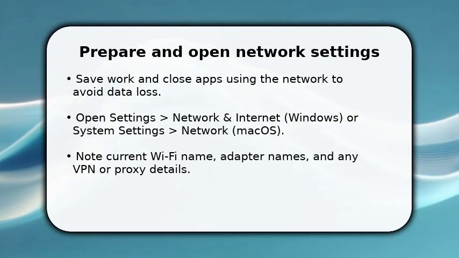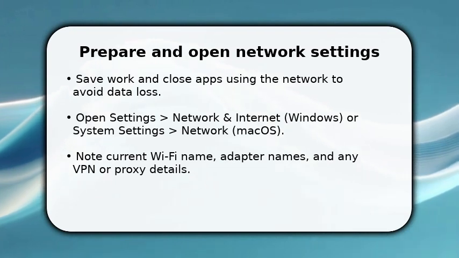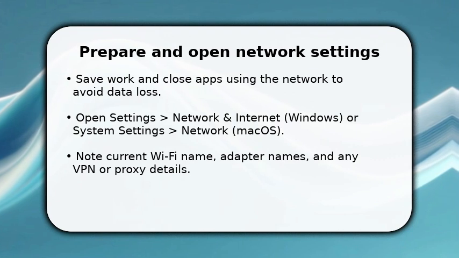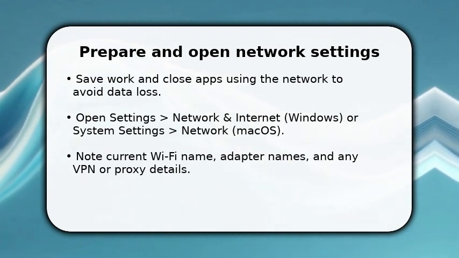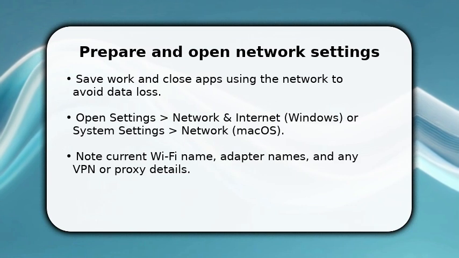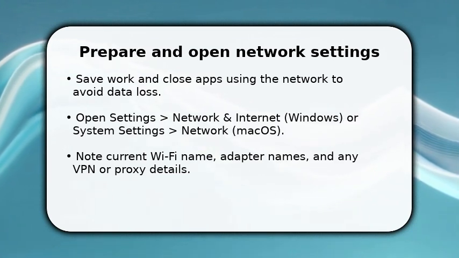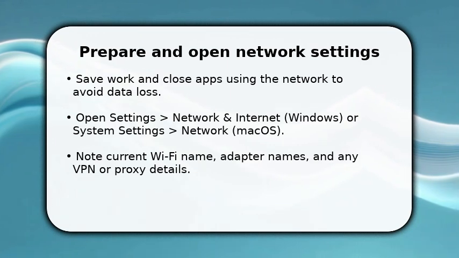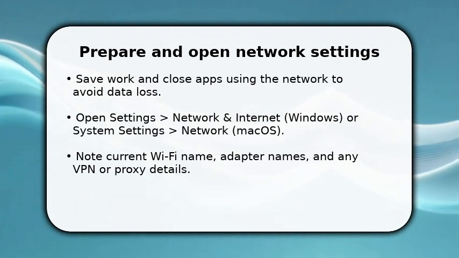You'll start by preserving your session and opening the laptop's network panel. Save files, then go directly to Settings, Network and Internet on Windows or System Settings, Network on macOS. Once there, identify the active Wi-Fi or Ethernet adapter and jot down SSIDs, VPN names, and proxy settings so you can restore them if needed.